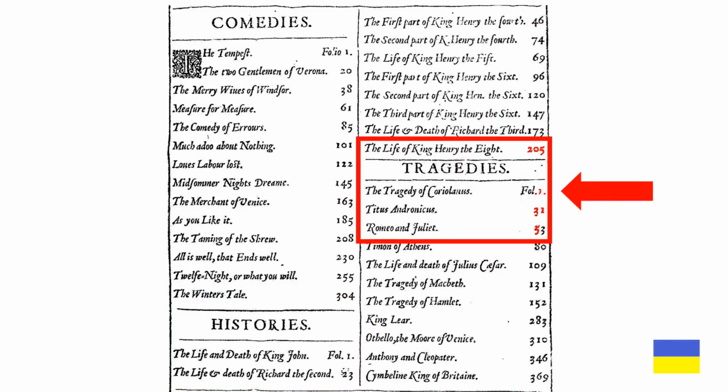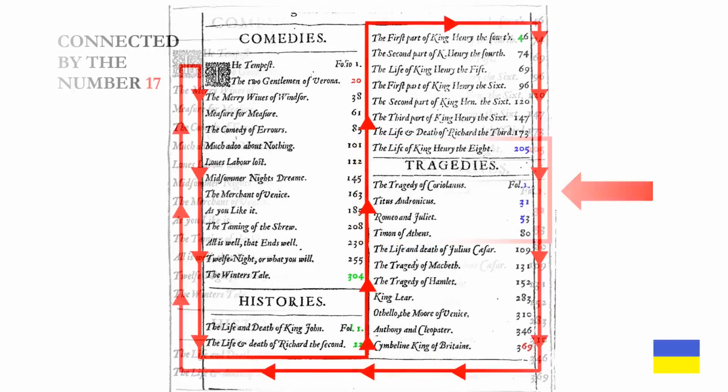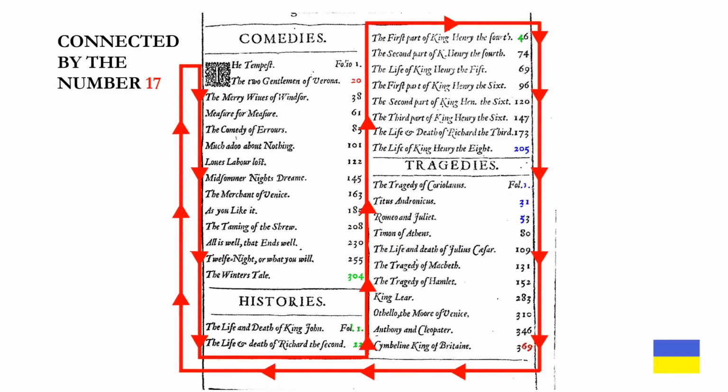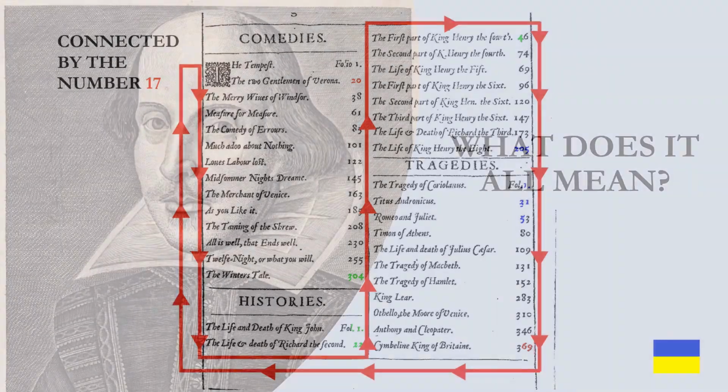And the histories are connected to the tragedies through the page numbers for Henry VIII, Coriolanus, Titus Andronicus, and the first digit for Romeo and Juliet. All of the plays are connected by the number 17 in the form of simple adding puzzles.